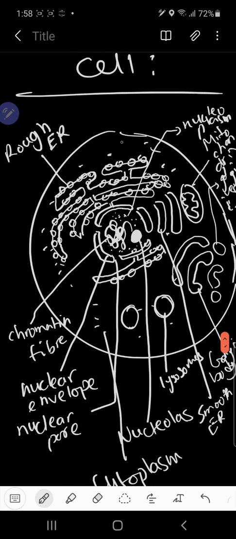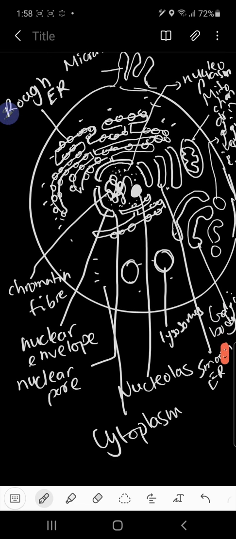Next, sometimes these cells also may have extensions like this, which are actually called microvilli. So these extensions are called microvilli. And what else are there? So these are like the basic structures which we have.